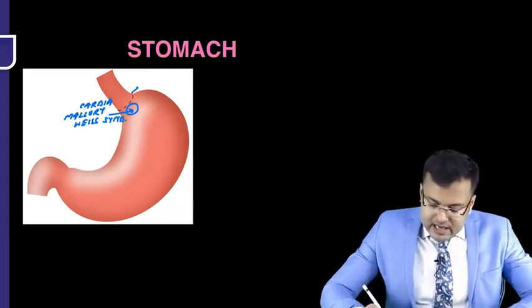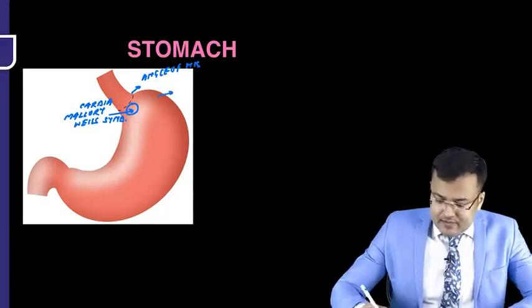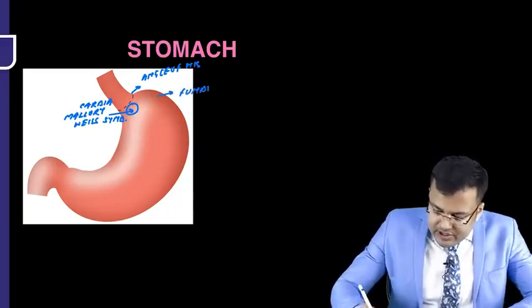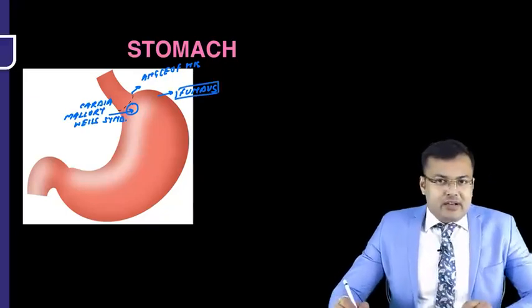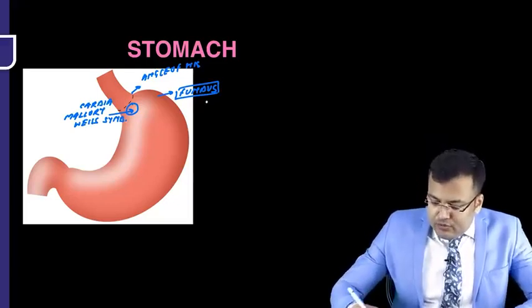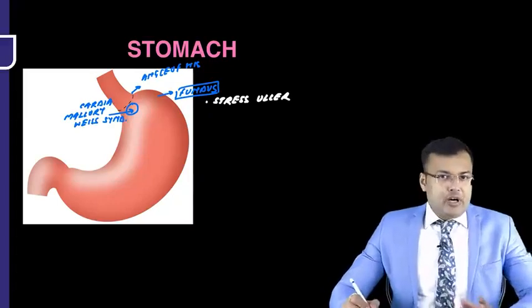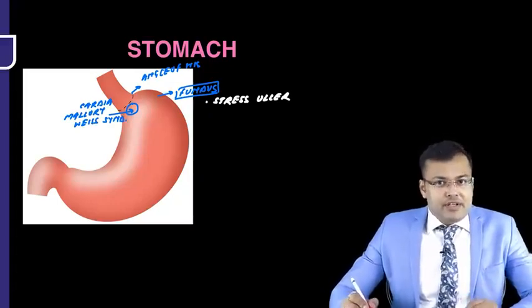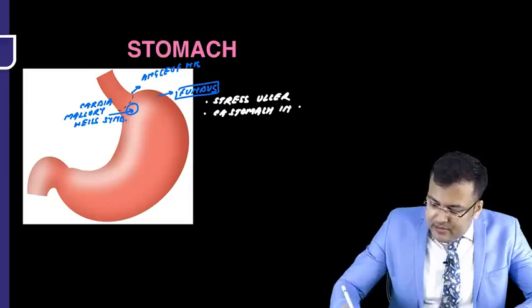Second, you can see this is the angle of His. After that, this is the fundus. What are the important questions related to the fundus? Fundus is the most common site of stress gastritis or stress ulcer, and also the most common site of carcinoma stomach in pernicious anemia.